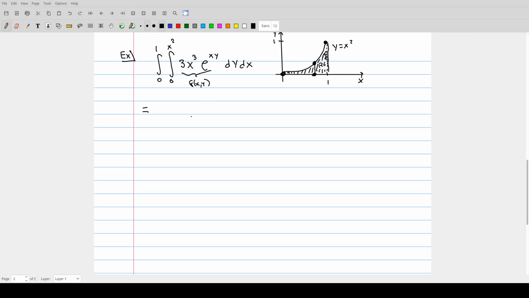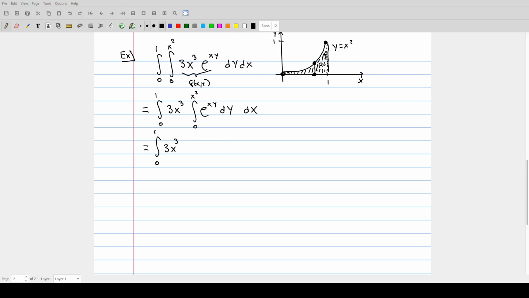So going through and doing our iterated integral procedure ends up giving us the following. 3x squared doesn't depend on y at all, so because it's constant with respect to y, we can factor that out of the integration, or 3x cubed. And then we have the antiderivative from 0 to x squared of the function e to the xy dy. Remember, we do the inner integral first.